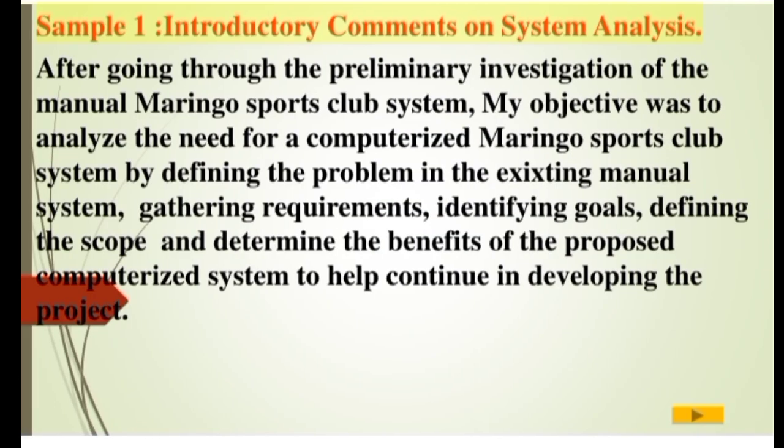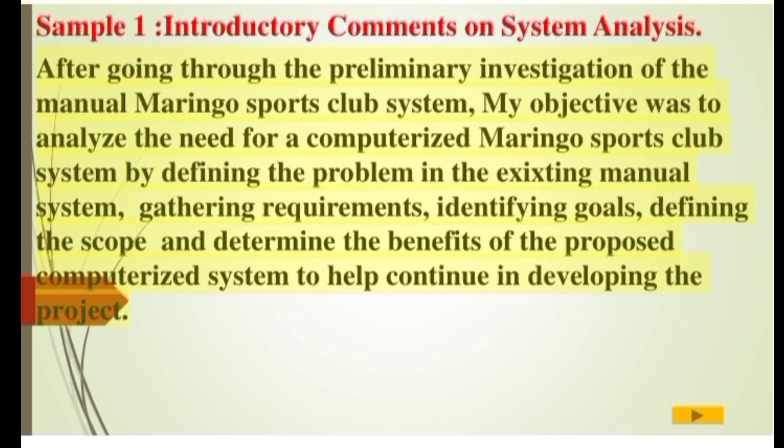Sample 1. Introductory comments on system analysis. After going through the preliminary investigation of the manual Maringo Sports Club system, my objective was to analyze the need for a computerized Maringo Sports Club system by defining the problem in the existing manual system, gathering requirements, identifying goals, defining the scope and determining the benefits of the proposed computerized system to help continue in developing the project.